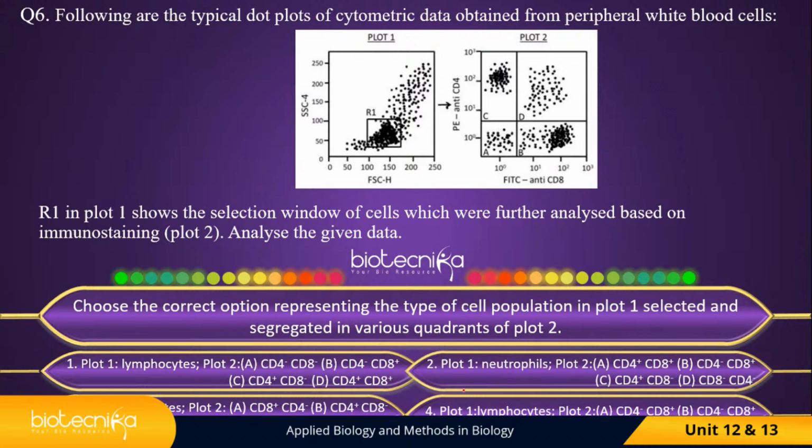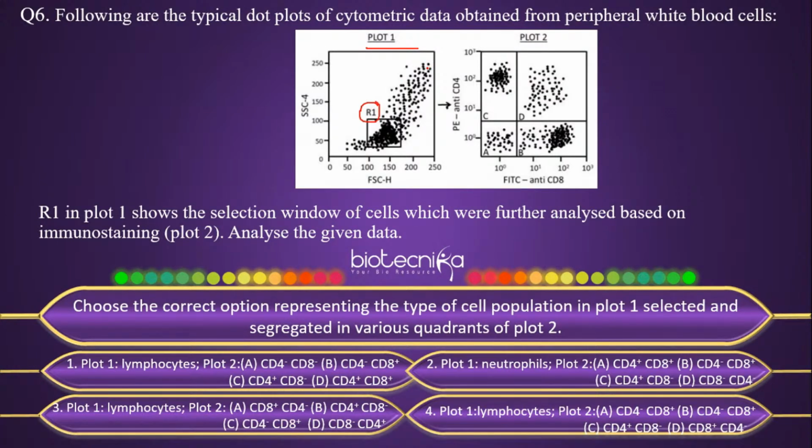So let's solve the next question. Following are the typical dot plots of cytometric data obtained from peripheral white blood cells. This R1 in plot 1 shows the selection window of cells which are further analyzed based on immunostaining in plot 2. Analyze the given data. Choose the correct option representing the type of cell population in plot 1 selected and segregated in various quadrants of plot 2. Flow cytometry. This question is from flow cytometry.